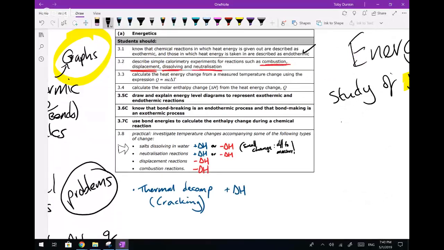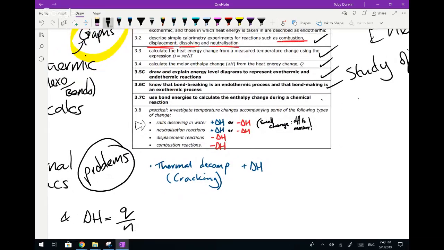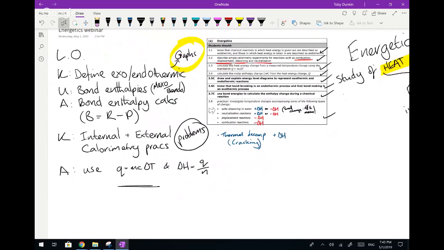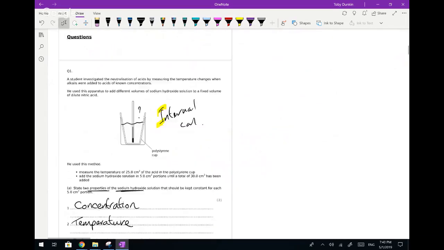We've given the definitions of exo and endo. We're currently discussing the calorimetry of combustion, displacement, dissolving, and neutralization. We're talking about the practicals. Using Q equals mcΔT, calculate the molar enthalpy change from the heat energy. Notice they don't give you the equation, the naughty, mean people. Then we've done drawing exothermic and endothermic energy level diagrams, the graphs. We've done those and mentioned these ones. So we've come to the end, so I may as well run through my preliminary work and link everything back to it.